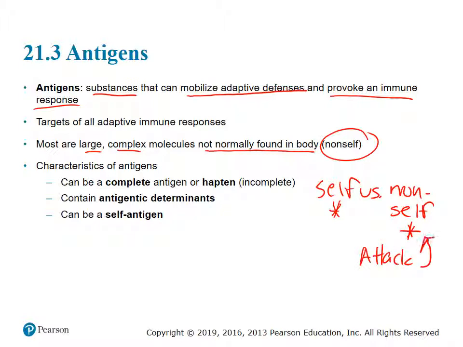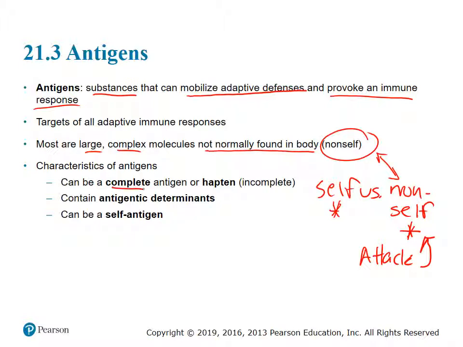And that's what we mean by non-self, right? So these chemicals do not have the receptors that our tissues or cells normally have. They're considered non-self, and because of that, they are, again, attacked. So antigens can be in several different forms.